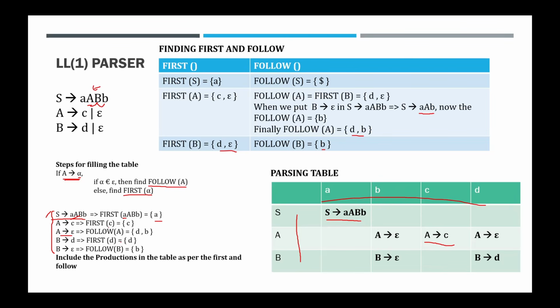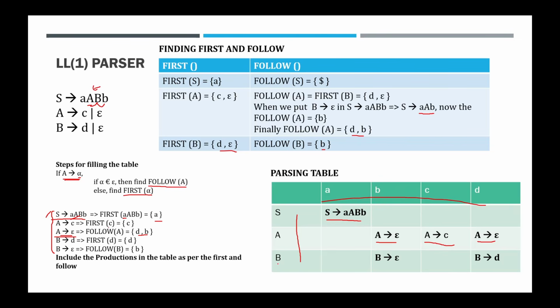Again, we have the production A tends to epsilon. If we have this production, where do we need to include it? In follow of A. What is follow of A? D comma B. So in D and B, include the production A tends to epsilon.